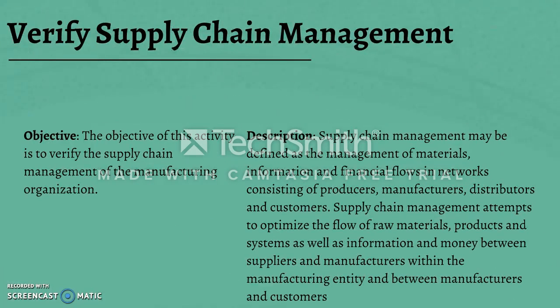Verify supply chain management. The objective of this activity is to verify the supply chain management of the manufacturing organization. Description. Supply chain management might be defined as the management of materials, information, and financial flows in a network consisting of producers, manufacturers, distributors, and customers. Supply chain management attempts to optimize the flow of raw materials, products, and systems, as well as information and money between suppliers and manufacturers, within the manufacturing entity, and between manufacturers and customers.